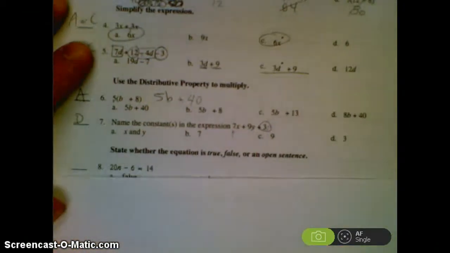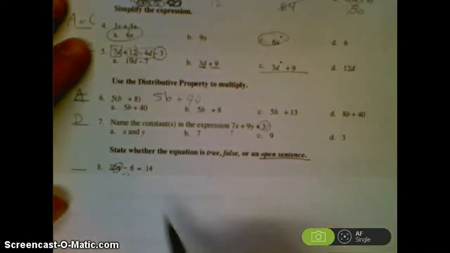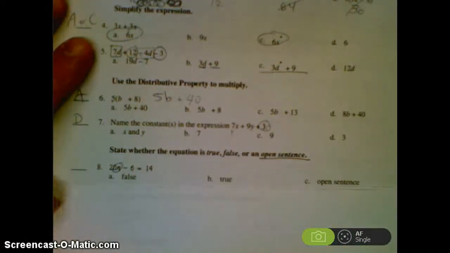Is this equation true, false, or an open sentence? It's an open sentence if you see a variable, so this one is automatically an open sentence.